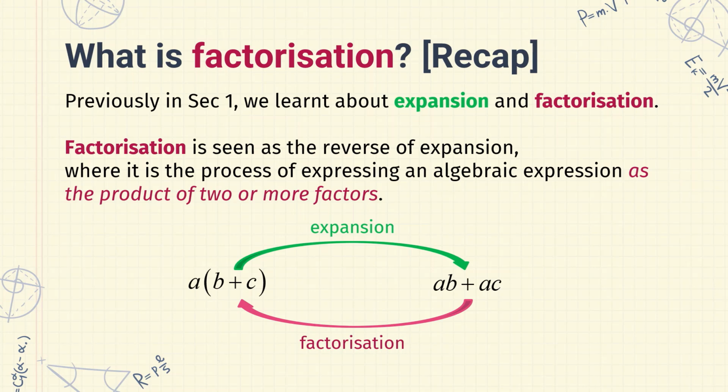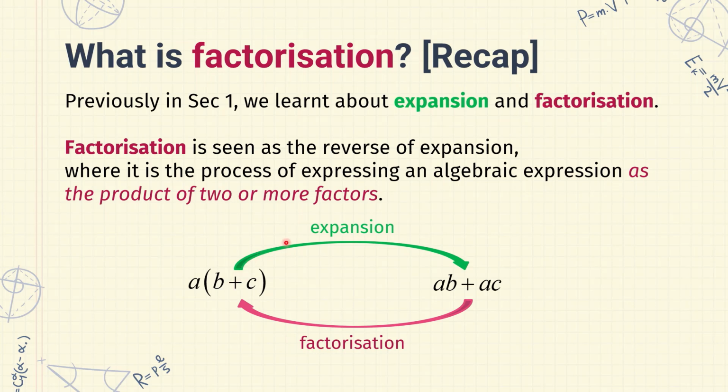Previously, when we were in Sec 1, we learned about expansion and factorization. Factorization is seen as the reverse of expansion, where it is actually the process of expressing an algebraic expression as the product of two or more factors. So one example would be this, whereby A is one factor and then B plus C comes together to form another factor.